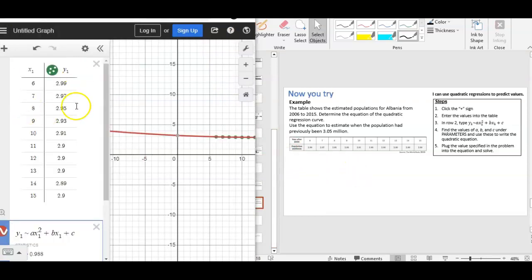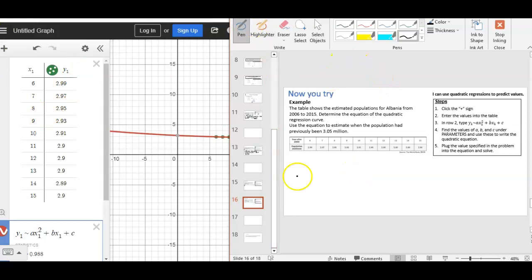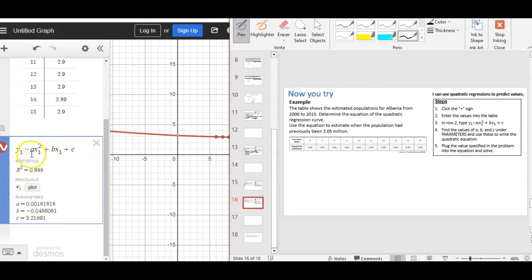Okay, so you can see now I've entered these values into Desmos, and I've told it to go ahead and estimate the quadratic equation. So this gives me the quadratic equation y equals 0.0018x squared minus 0.0486x, and then plus 3.2189. Okay, so that's my quadratic equation.